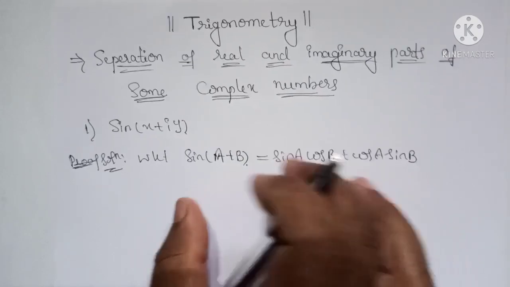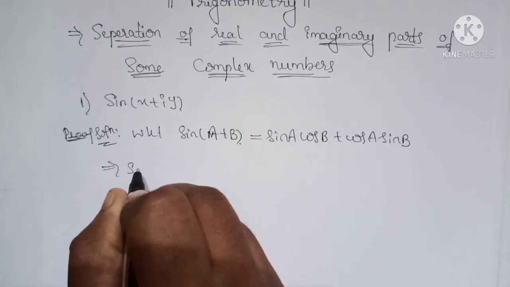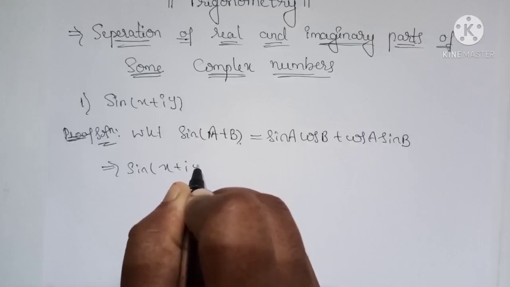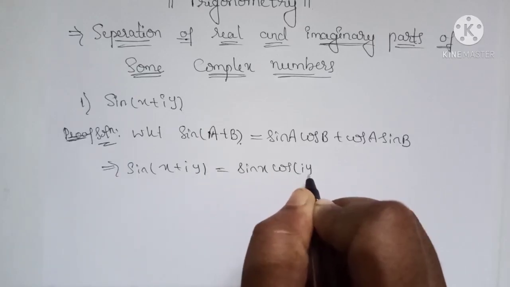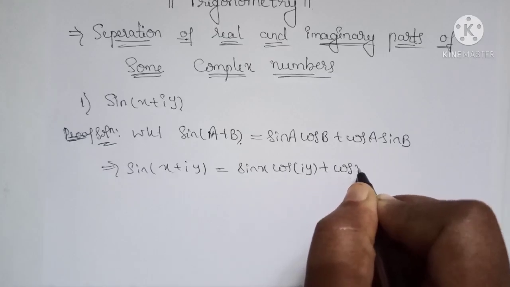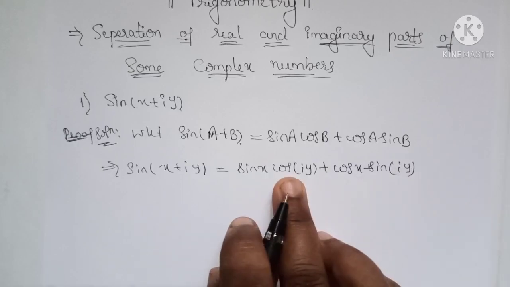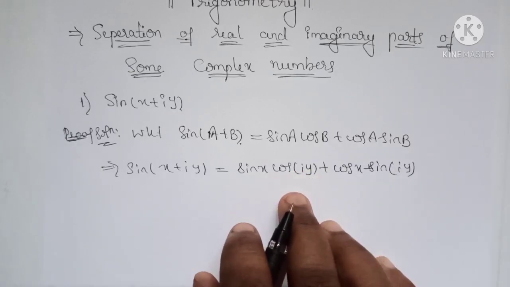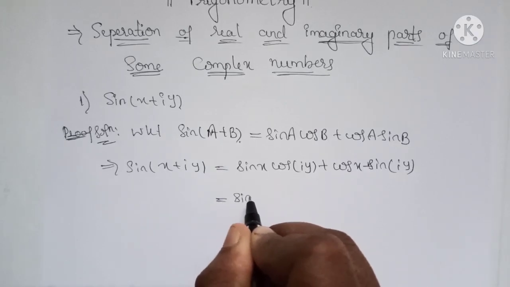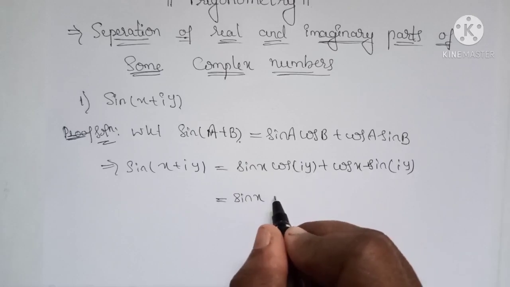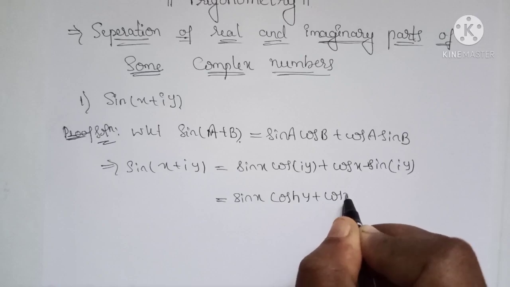Applying this formula to the given trigonometric function, we get sine of x plus iy can be written as sin x cos iy plus cos x into sin iy. So this is in the circular form. We convert it into hyperbolic function form, that is, sin x as it is, cos of iy can be written directly as cosh y, plus this cos x as it is.